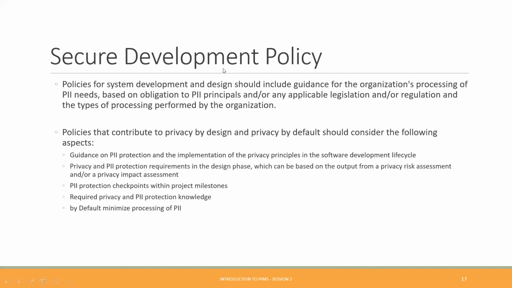Secure development policy. So the way that we are going to develop the policy, when you're going to define the policy, how we will have to approach it. So what are the things that are going to contribute to getting this privacy policy created, how to do that, and what we'll have to focus on. So: guidance on PII protection and the implementation of privacy principles in the software development lifecycle. This is the main thing.